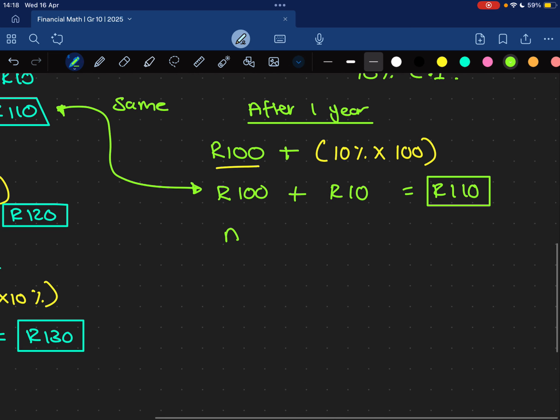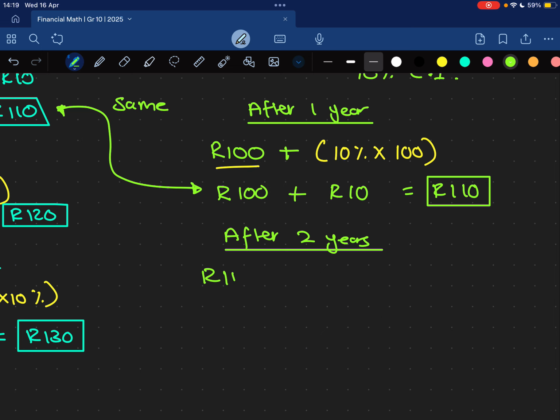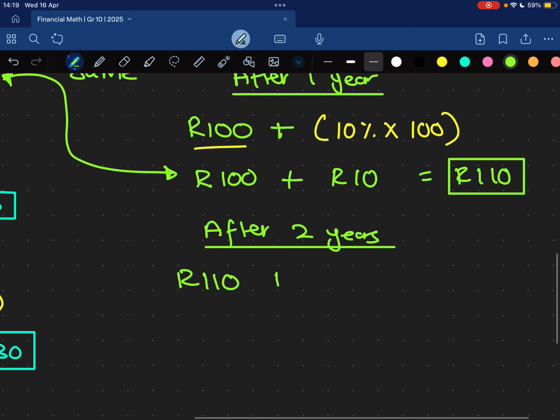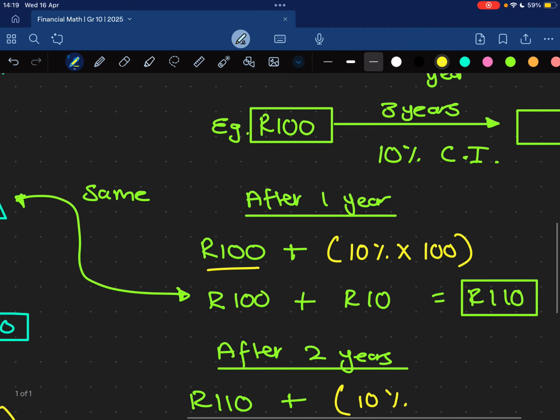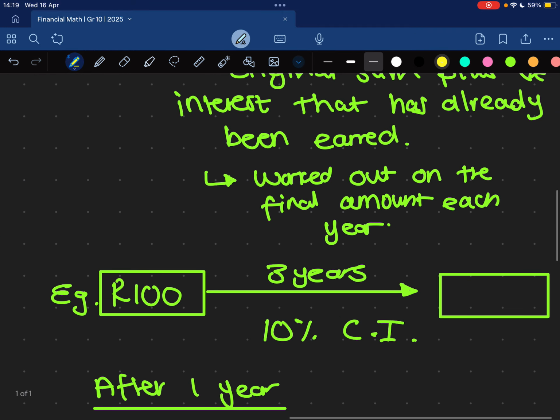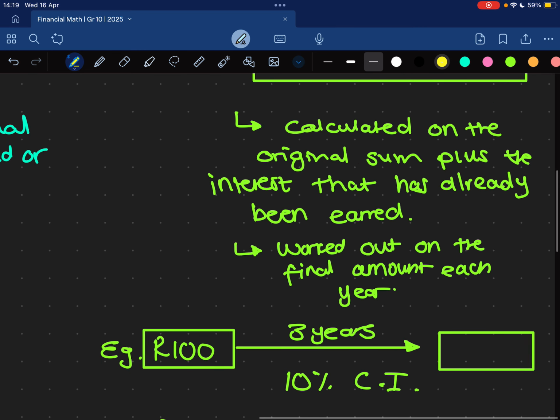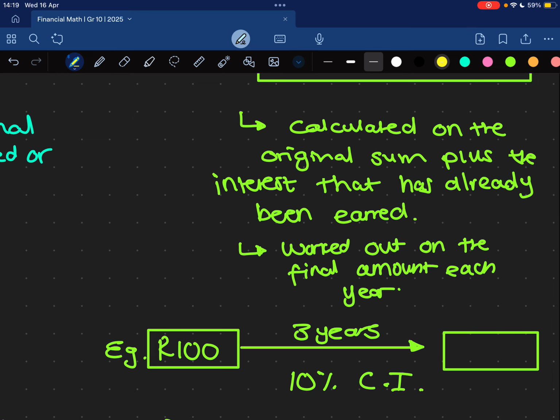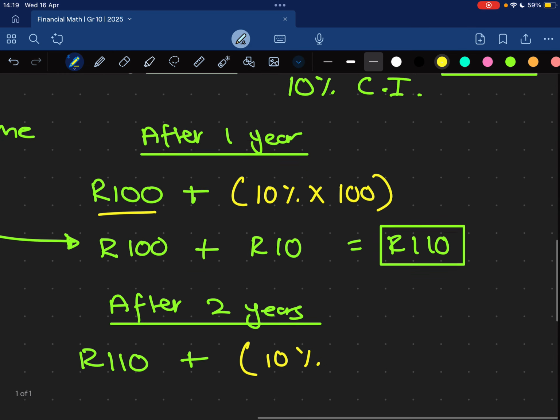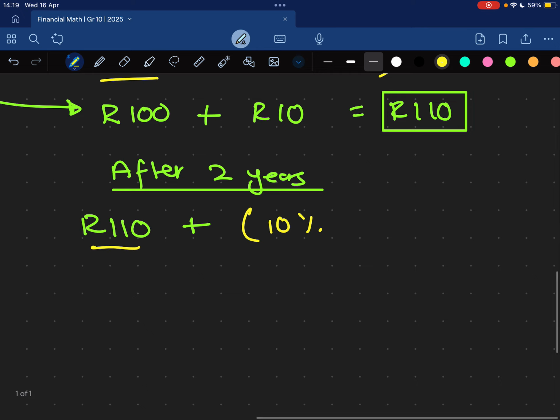Now let's consider after 2 years. So after 2 years, I would have had 110 Rand in my account. Now I need to add the interest to that. So it's going to be 10%, but it has to be of the final amount at the end of the year. So we are calculating it on the sum plus the interest that's already been earned. So the amount that I have is 110. So the 10% is on the 110.